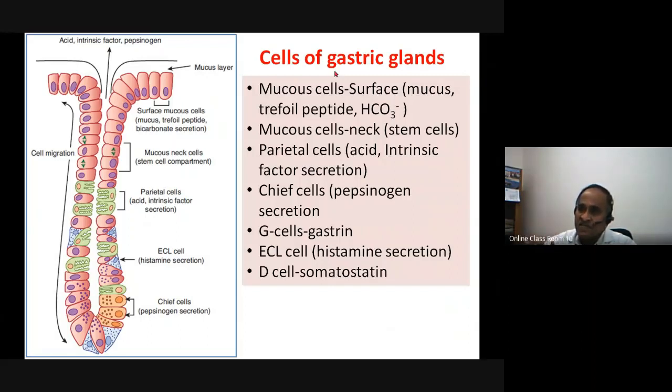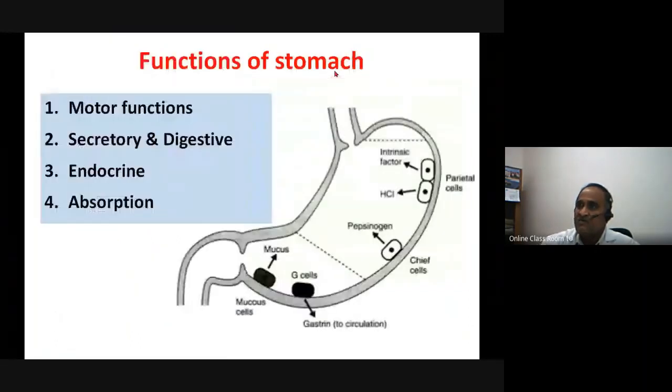Maybe fundus, mostly mucus; in the body, mostly acid and pepsin; in the antrum, pepsin and some amount of acid and mostly gastrin. Like that, there may be a variation in the type of secretions or type of glands distribution. Then we move on to the functions of the stomach.